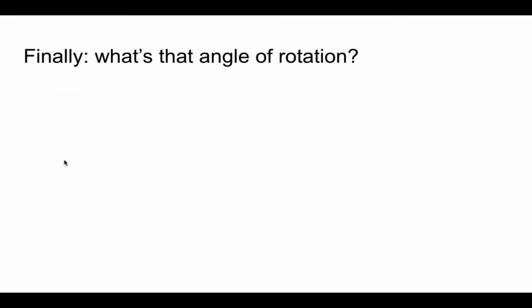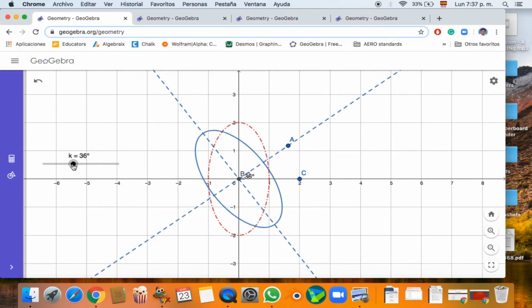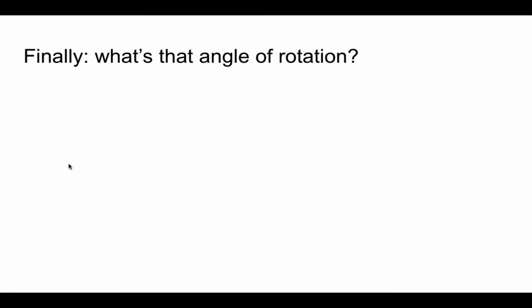Now, we have determined what the conic section is, if it's a parabola, circle, hyperbola, whatever. We have determined if it's rotated or not, and if it's rotated, there is another question that arises. What's that angle of rotation? In here I was showing you already that the angle of rotation is this one. But if you don't have that, what's the angle of rotation?